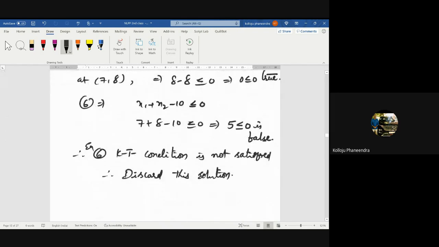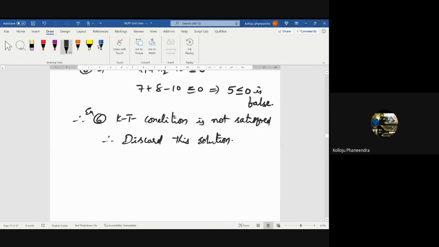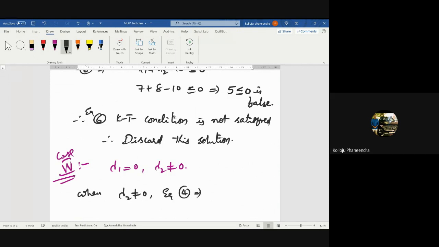Any corrections? Last case, the fourth case. Case 4, what is that case? Lambda 1 equal to 0, lambda 2 not equal to 0. Now when lambda 2 not equal to 0, equation 4 implies x1 plus x2 minus 10 equal to 0, correct? So x1 plus x2 equal to 10. One equation I got.